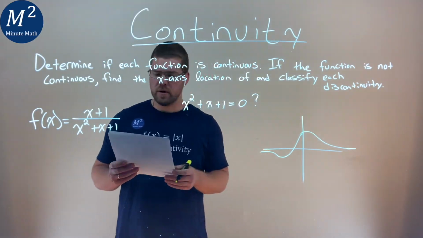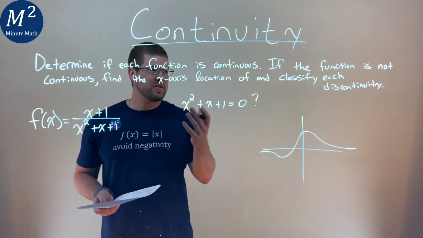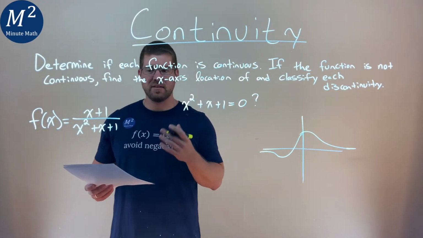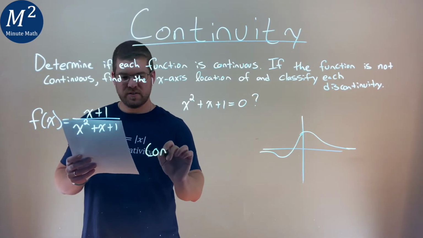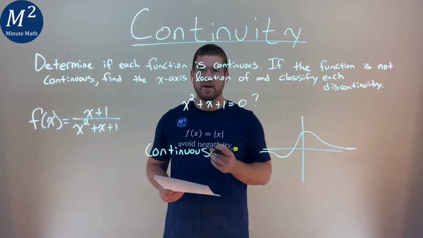It's continuous everywhere. So the denominator will never equal 0. There's nothing that causes this function to actually be not continuous. And so we would say that this function is just continuous. And that is our final answer.